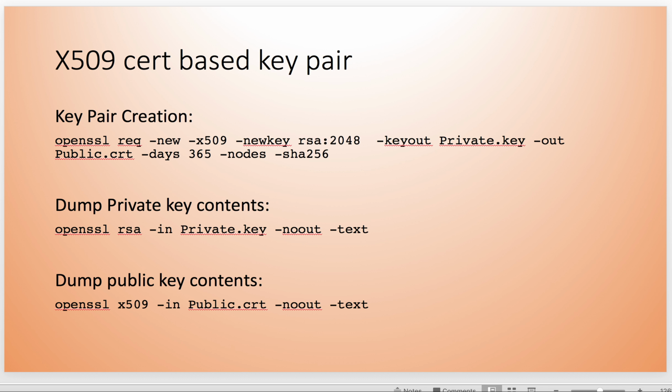So we saw how to create a key pair with a private key and a public key embedded in an X.509 certificate. These commands are there in the description of the video. You can copy paste these commands from there. All right. So that's how you create an RSA key pair with the X.509 certificate.